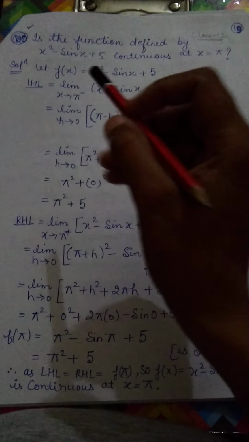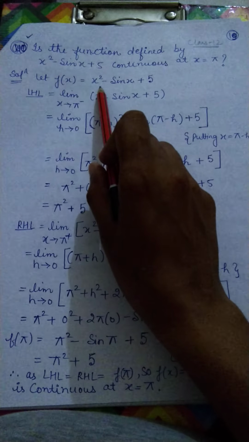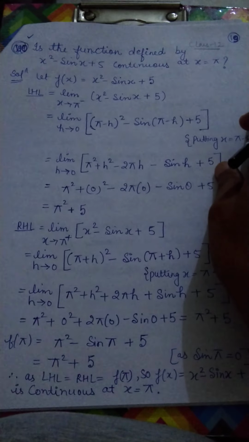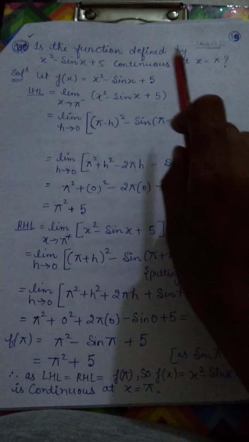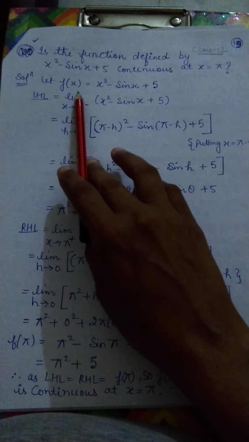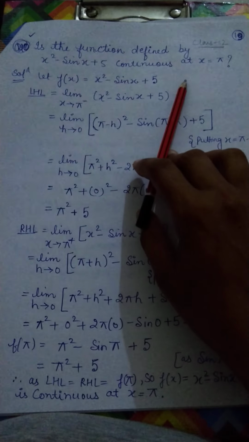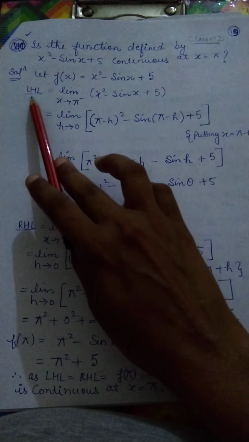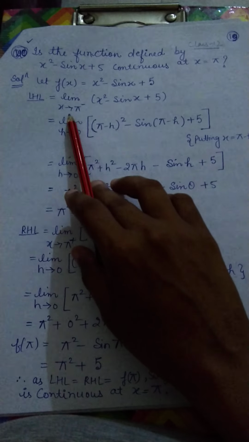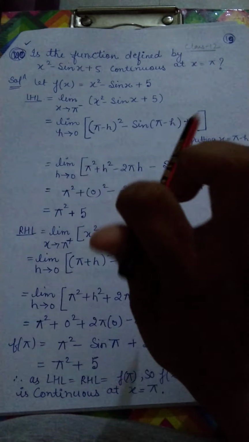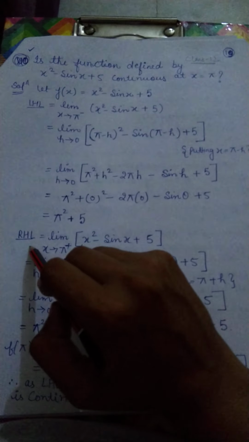So बच्चे, first of all I will write down: let fx is equal to x square minus sin x plus 5. Next बच्चे, what I will write down? I will write limit of x tends to pi negative. I will find two limits, left hand limit and right hand limit.